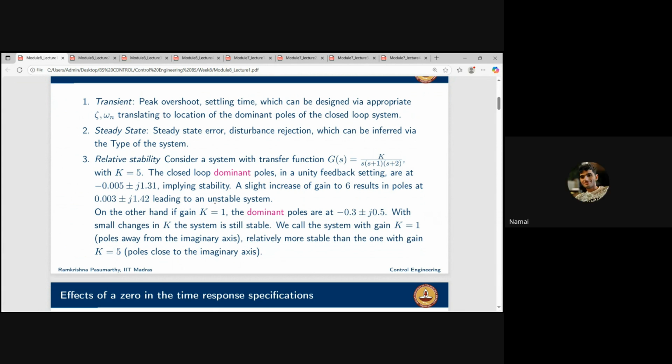Yes, sir. Sir, this is also another question I had. For example, you have this function G of s equals K upon s into s plus 1 into s plus 2, right? What we can see on the screen itself. So here we'll only be considering the poles that are near to the origin, right? For example, s and s plus 1. No, no. See, here the poles are zero, minus one, minus two. There is no dominant pole here, correct? All three of them are pretty close to the origin.